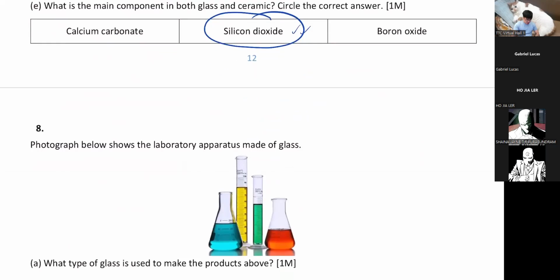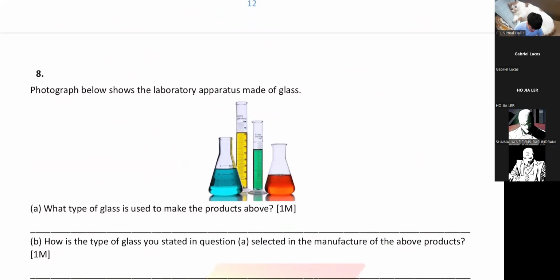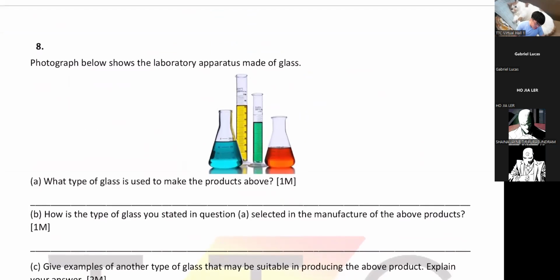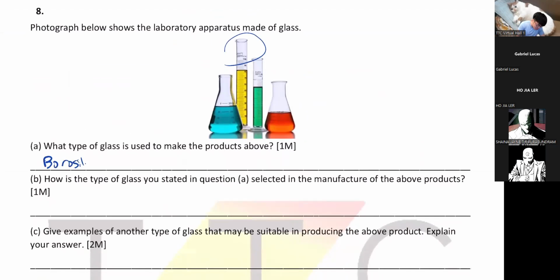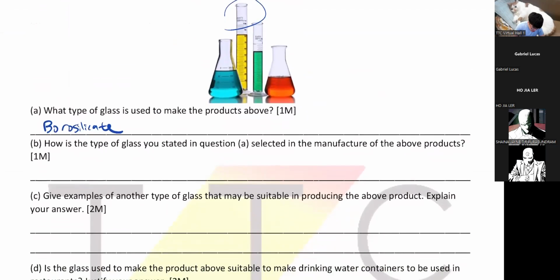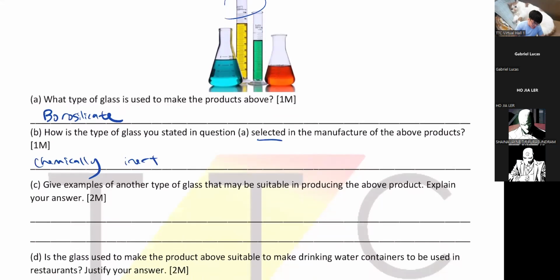So number 8, the photograph below shows laboratory apparatus made of glass. What type of glass is used? Since this is apparatus, you need strong glass. So we use borosilicate glass. B, how is the type of glass selected? Because they are chemically inert. They are very stable. They don't react with any chemicals. They don't stain. Have you ever seen a stained measuring cylinder or beaker? No. They are very clean because they are very strong glass.